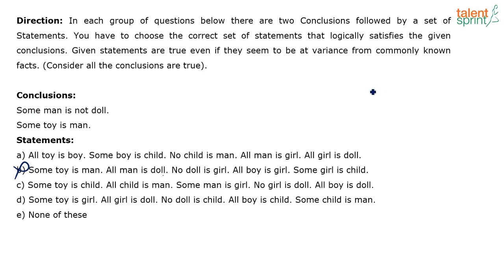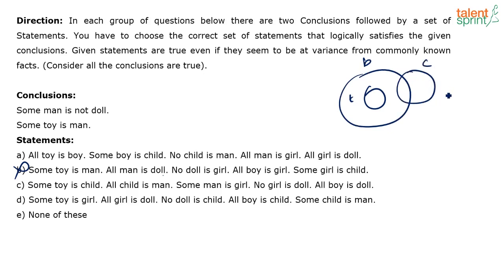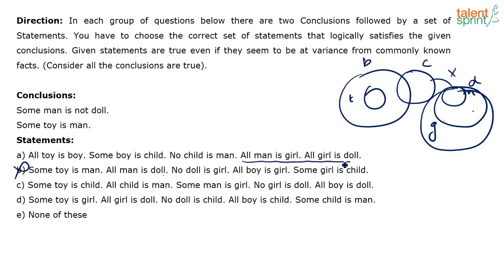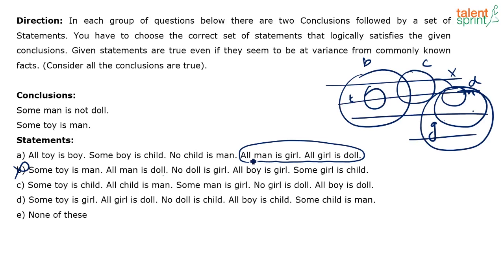Then you have all toy is boy, some boy is child, no child is man, all man is girl, all girl is doll. Again, some man is not doll, that you will not get. Again, see here you have, look at this statement here. Okay, you have all man is girl and all girl is doll. Actually, you need to draw this full diagram, correct? Time consuming, right? You have all man is girl, all girl is doll. There is one conclusion which says some man is not doll.